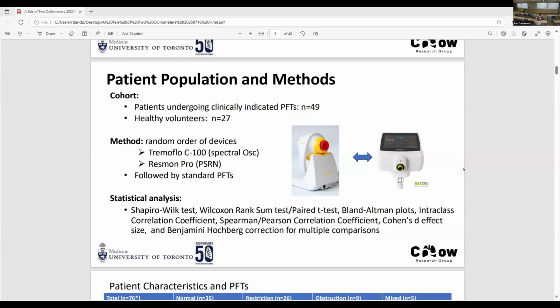Our statistical analysis was done using the Shapiro-Wilk test to determine normality, the Wilcoxon rank sum test or the paired t-test to determine p-values, Bland-Altman plots to visualize agreement, intraclass correlation coefficient and the Spearman or Pearson correlation coefficient to determine agreement, Cohen's d effect size, and the Benjamini-Hochberg correction for multiple comparisons.